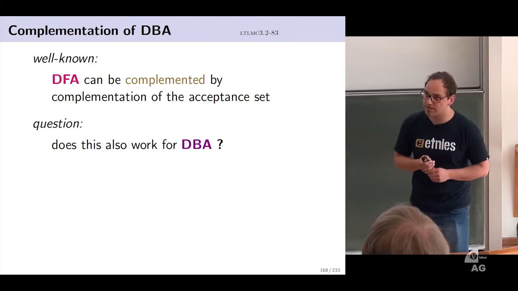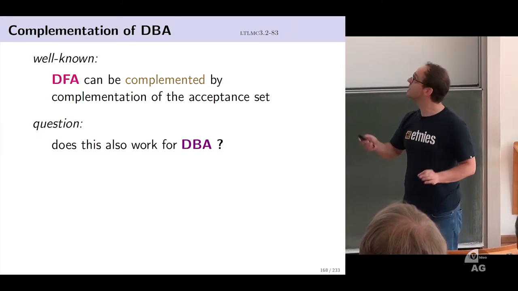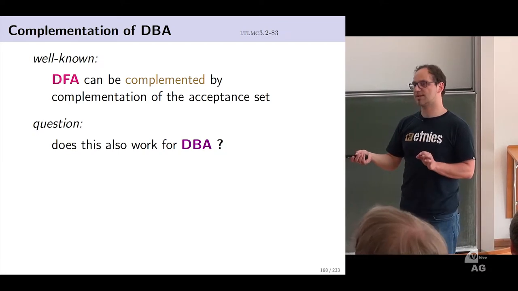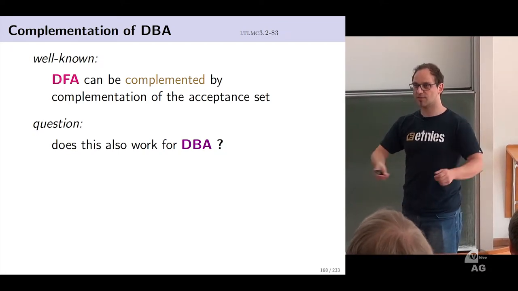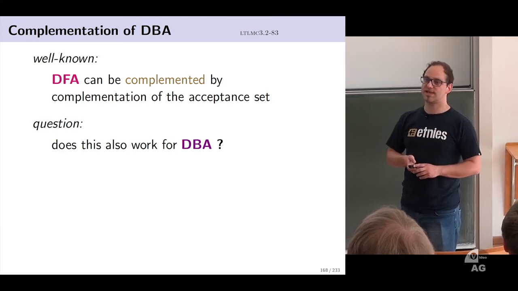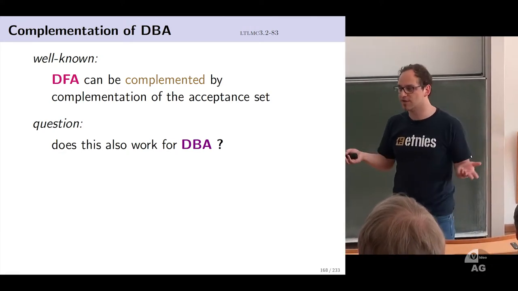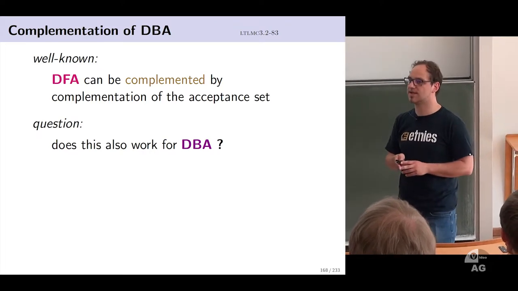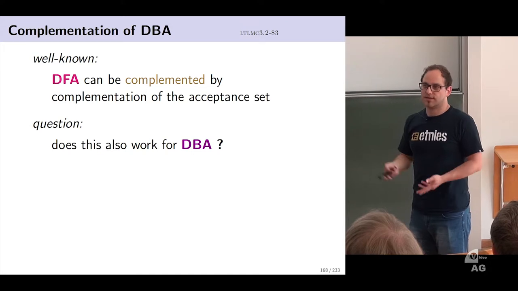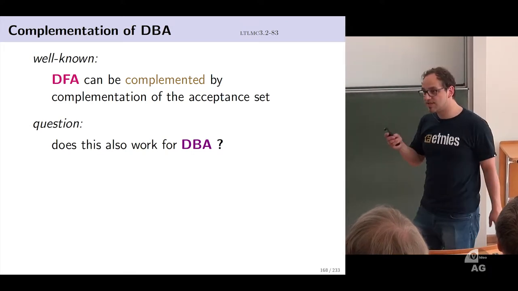The D is important, right? It needs to be deterministic. By just complementing its acceptance set, you take the DFA and you basically drop all the accepting states and make all other states accepting, then you get exactly the inverse, the complement of the language you accepted with your original automaton. A natural question now is, does this hold for deterministic Büchi automata?